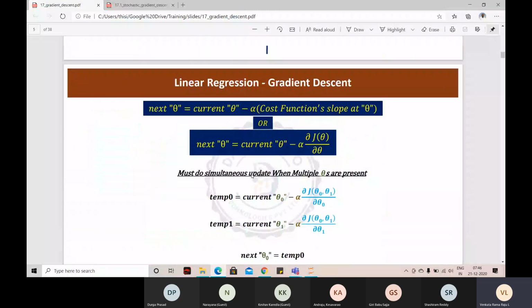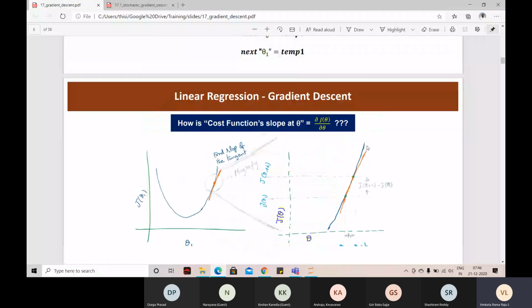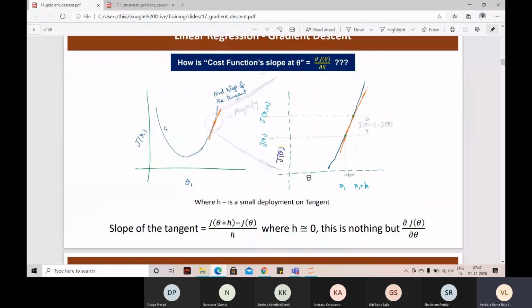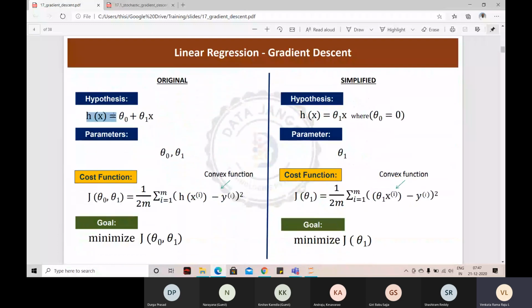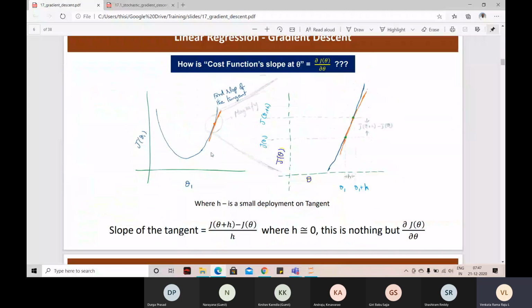Now, how the gradient descent algorithm finds the next theta: next theta is equal to current theta minus alpha times the derivative of the cost function with respect to theta, which is nothing but the cost function slope at theta. This is the cost function. If you put different random thetas into this hypothesis function and calculate costs, all those costs will come like this. All these dots will come like this.